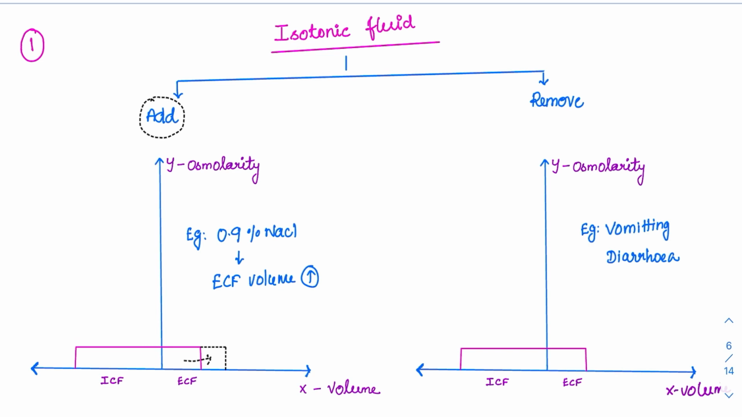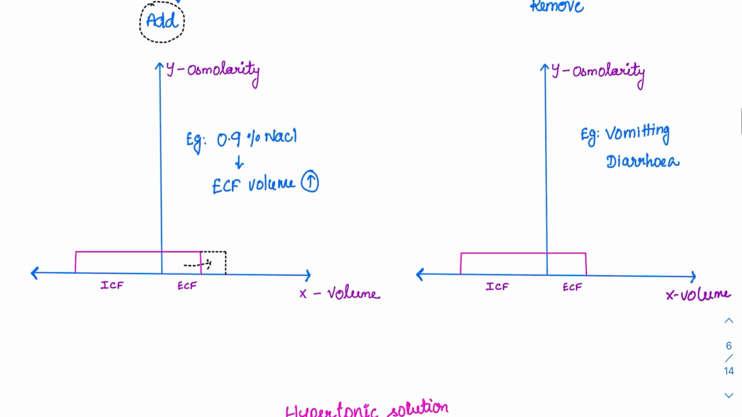So if we remove an isotonic solution, what will happen? There will be a reduction in ECF, nothing will happen to the ICF. The classical examples are vomiting and diarrhea in the initial stages. Later on, more losses of electrolytes can be there, which can alter this. But in the initial stages, vomiting and diarrhea will just reduce the ECF. Nothing else will happen.